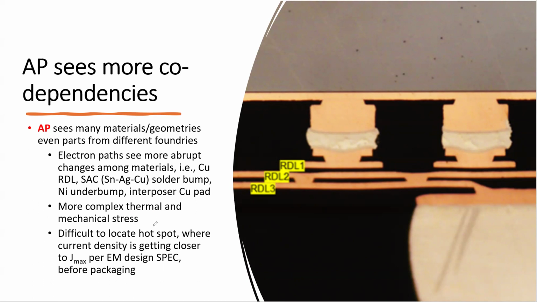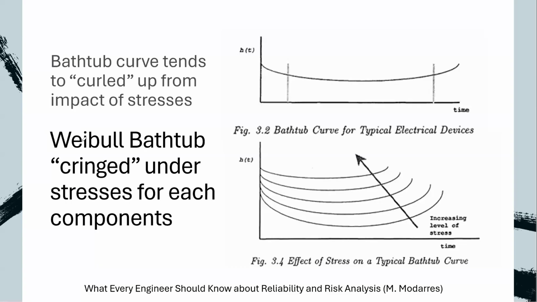And therefore, it's difficult to locate the hotspot, because the hotspot is what you're looking for. Right? Because the hotspot will give you the Jmax, and you want to make it less and less. You don't want to have a locally very hot spot. And this is where the electromigration and net design spec need to be considered even before the packaging process. You need to find out where the hotspot potentially can be, right? And where the packaging failures occur from the stress, under stress, all right?